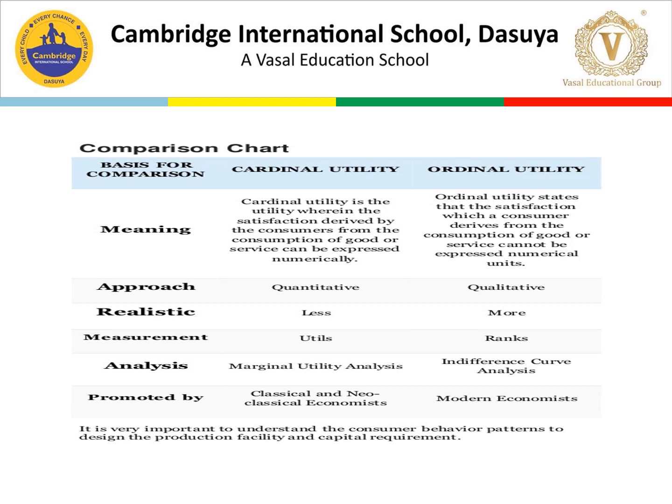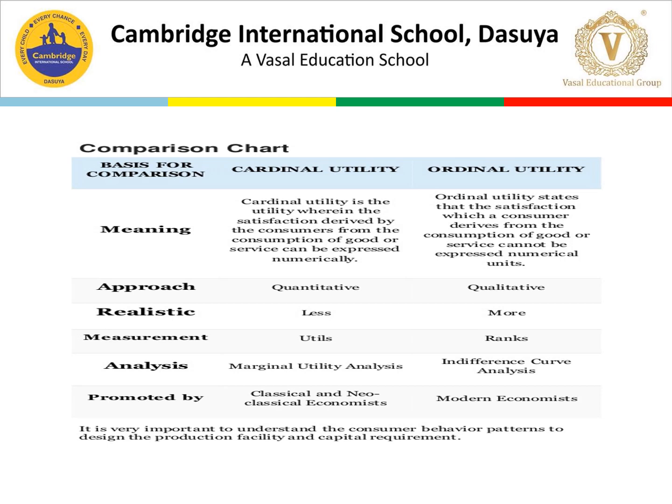The first thing is the difference between your cardinal utility approach and ordinal utility approach. The first point is the difference between both on the basis of meaning. Cardinal utility is the utility wherein the satisfaction derived by the consumer from the consumption of goods or services can be expressed numerically. So we can express the values of all the goods and services in terms of utils, all expressed in numeric values like numbers 1, 2, 3, 4, 5.